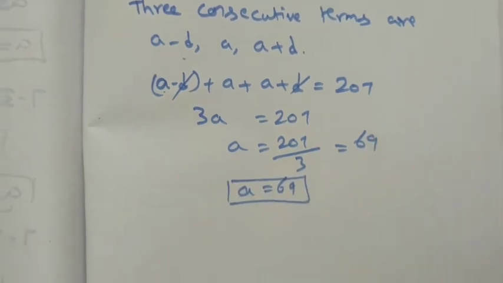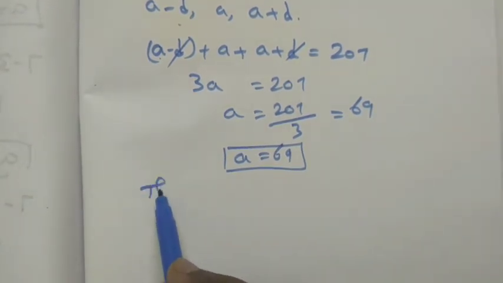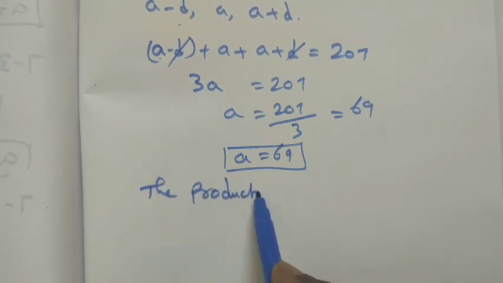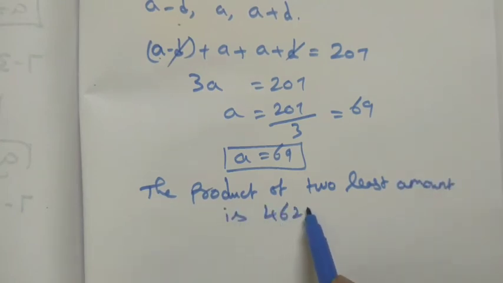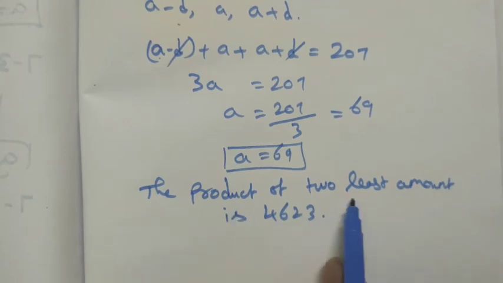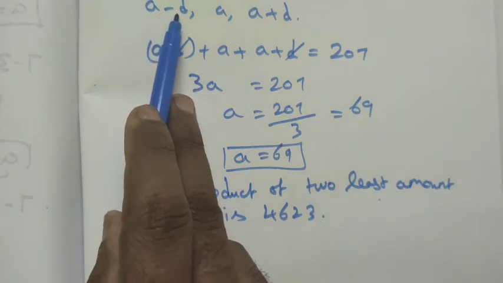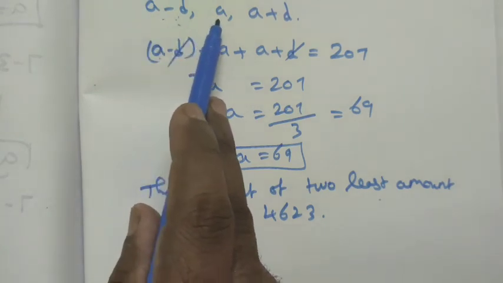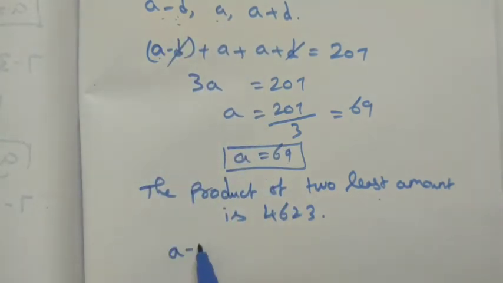First we have to find that, and then we have to find out what the D value is, right? The product of the 2 least amounts is 4623 is given, right? The product of the least means which 2 are the smallest numbers. A is whatever may be the number, and A minus D is the smaller number, and A is the next number. If we add D, that is the biggest number. So we take A minus D and A, the product of 2 terms is equal to 4623.